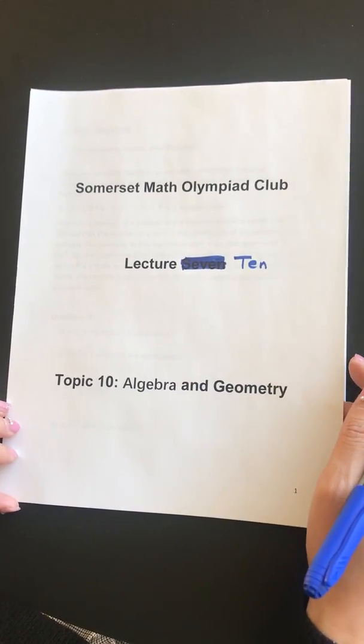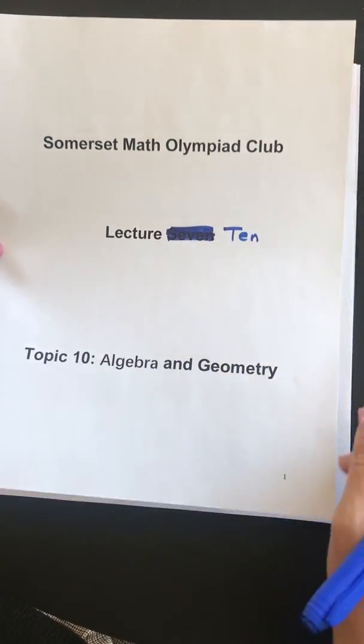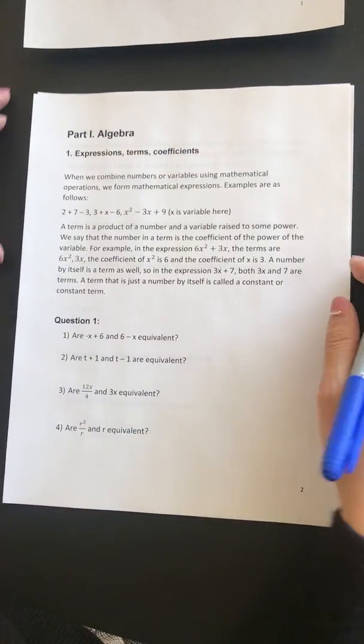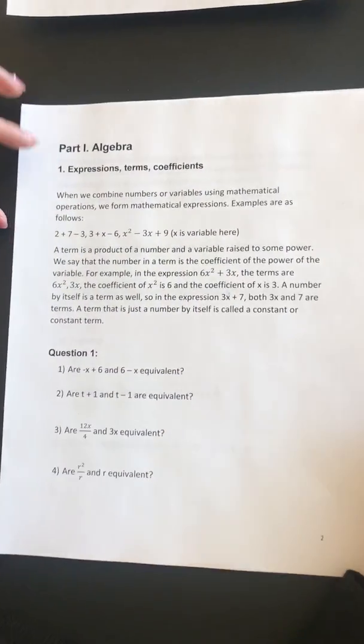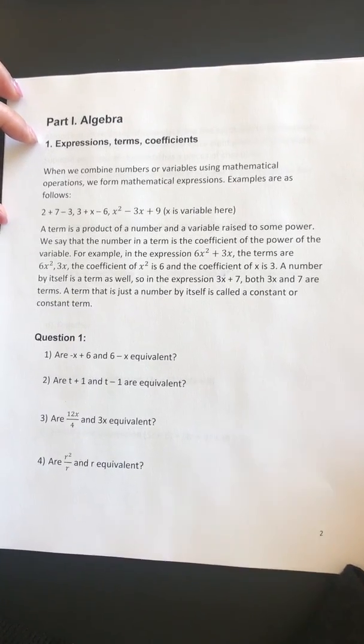Today we'll talk about algebra and geometry. In algebra, we'll talk about variables, equations, and how to use variables and equations to find out what a variable is. So we'll first look at expressions, terms, and coefficients.